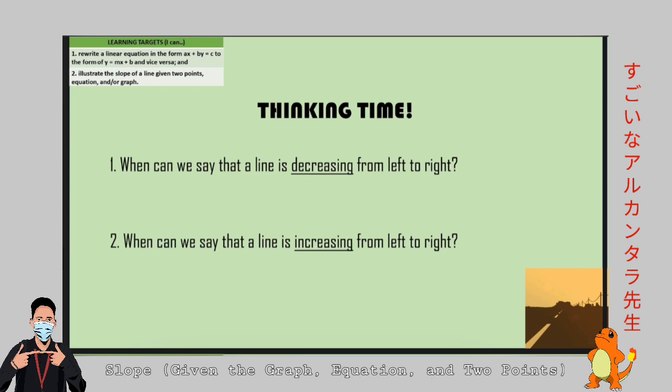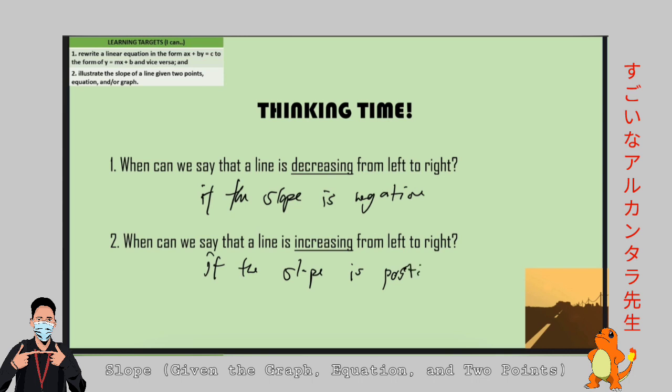So we can say that a line is decreasing if the slope is negative. And we can say that a line is increasing if the slope is positive. That's how it works, as simple as that. These are the two things that you have to remember in order to identify what kind of slope you're getting. If positive, we can say that it is increasing. If negative, we can say that it is decreasing.